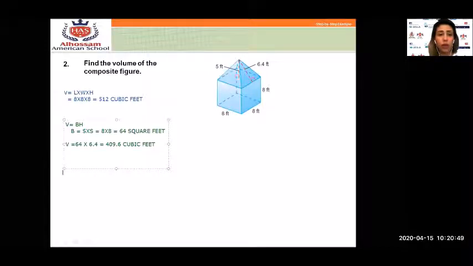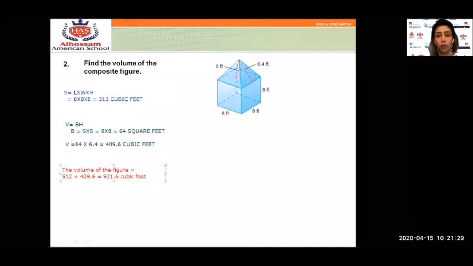Yes, so here the volume of the figure equals what? 512 plus 409.6, right? Yes. Equals 921.6. Cubic feet. Yes.